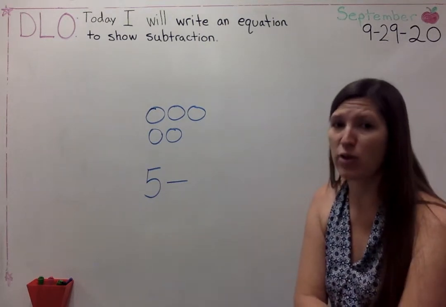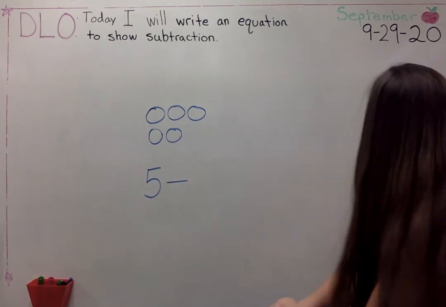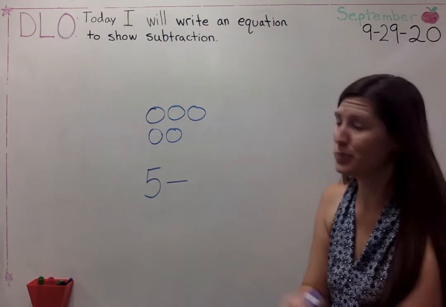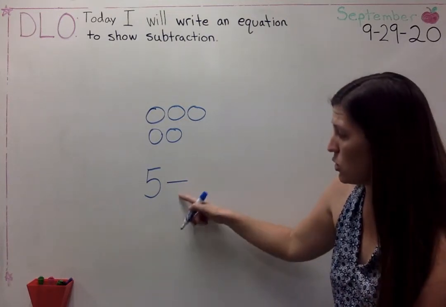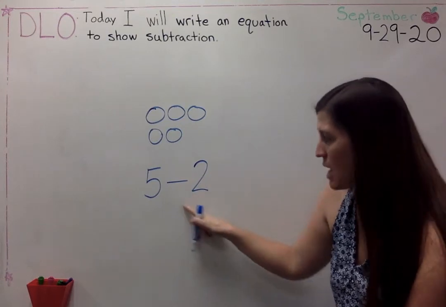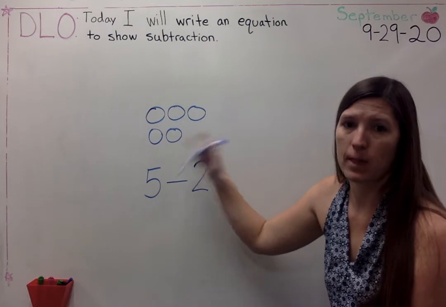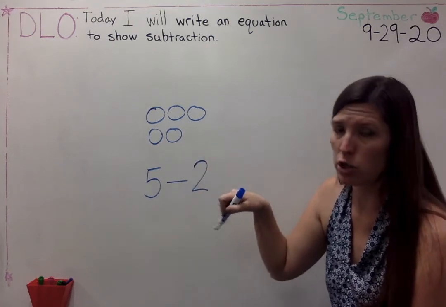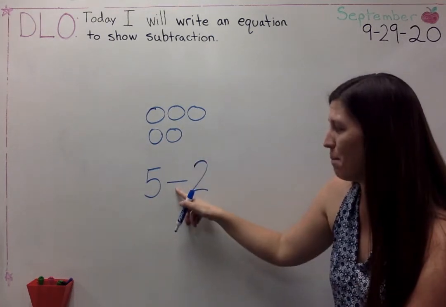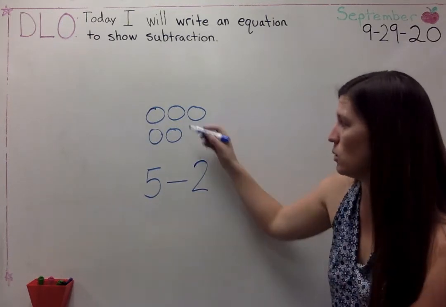That's my operation. 5 minus, we'll just call them cookies today, the circles. I have 5 cookies. I ate 2. So I ate 2. That would be minus 2. If I'm taking 2 away, what do I need to do with my group up here? I'm going to cross out. That's the strategy I'm using today. 5 minus 2. You could also say 5 take away 2.